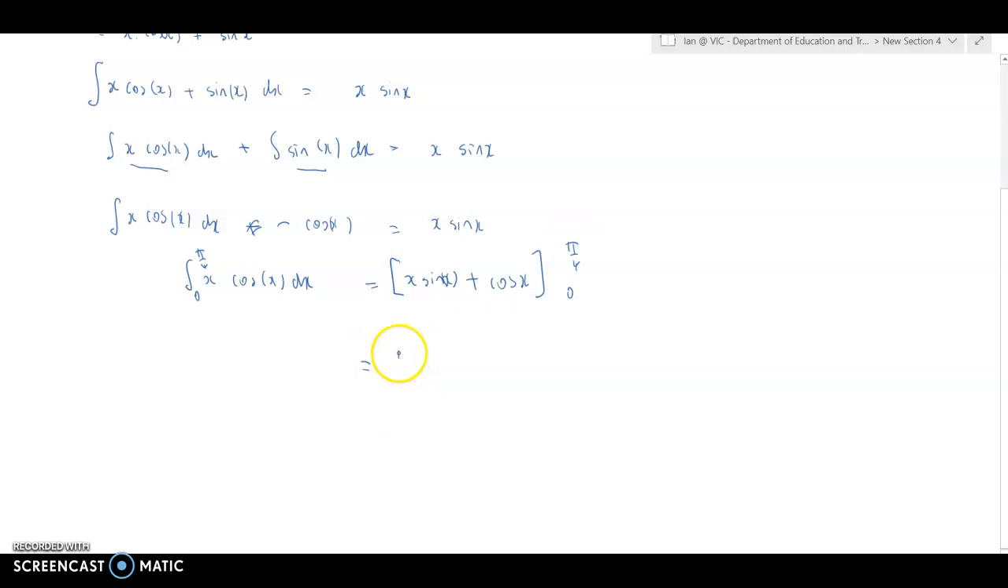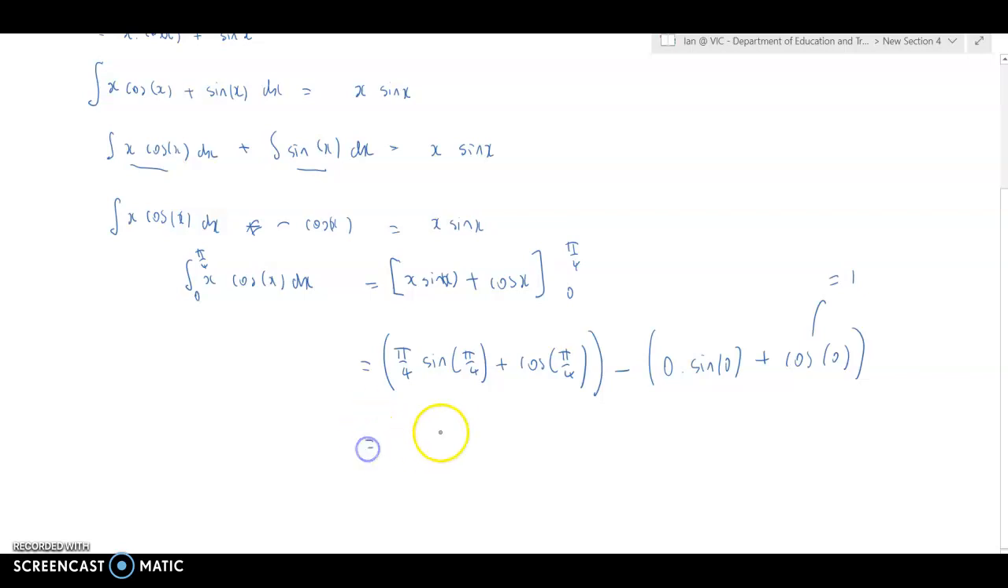In the first one we get pi on 4 times sine of pi on 4 plus cos pi on 4, minus, well, that's 0 times sine of 0. Well, that was going to be 0 anyway, wasn't it? Because 0 times anything is 0. Plus cos 0. Here we need to exercise a little bit of caution because cos 0 is actually equal to 1. Come back to that later.